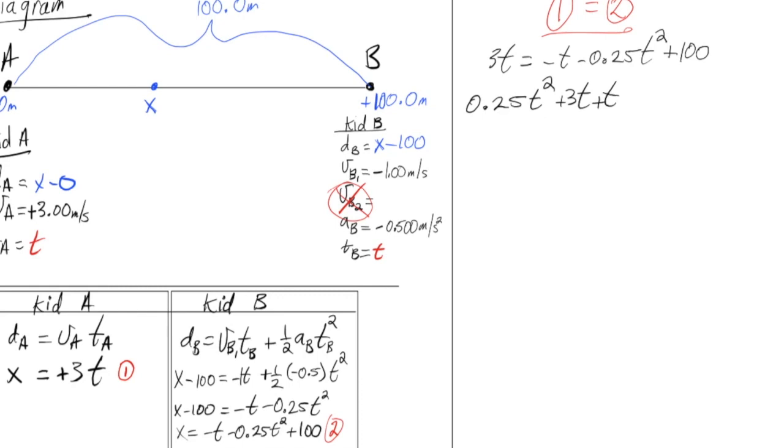All right, but then I'm going to have to bring the 100. It becomes negative. Equals 0. Collecting like terms, and there you have it. This is a quadratic, which means that you're going to have to use the quadratic formula. That's correct. This is your life now.